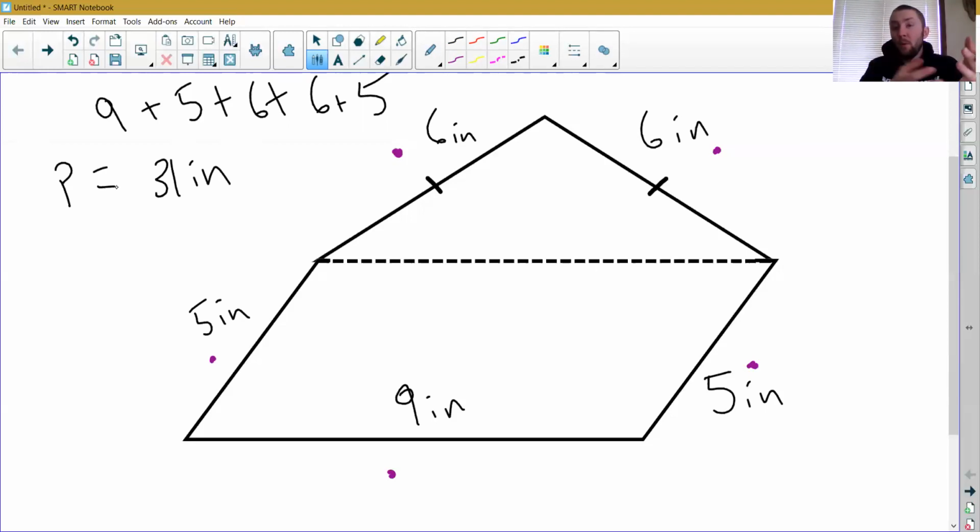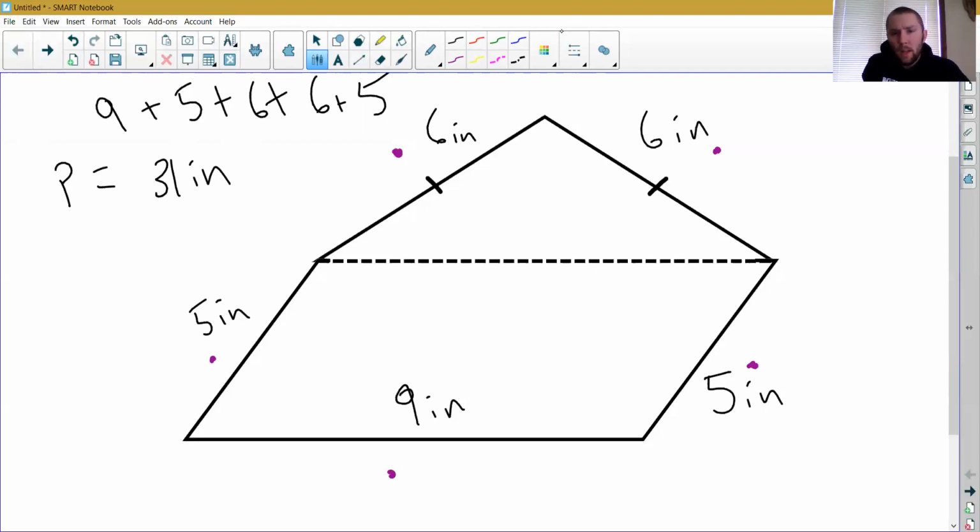So finding perimeter, remember that parallelograms have congruent opposite sides, as do rectangles. And also remember that any lines that we put in there ourselves or any lines that show up dashed in your book do not count for perimeter, okay?